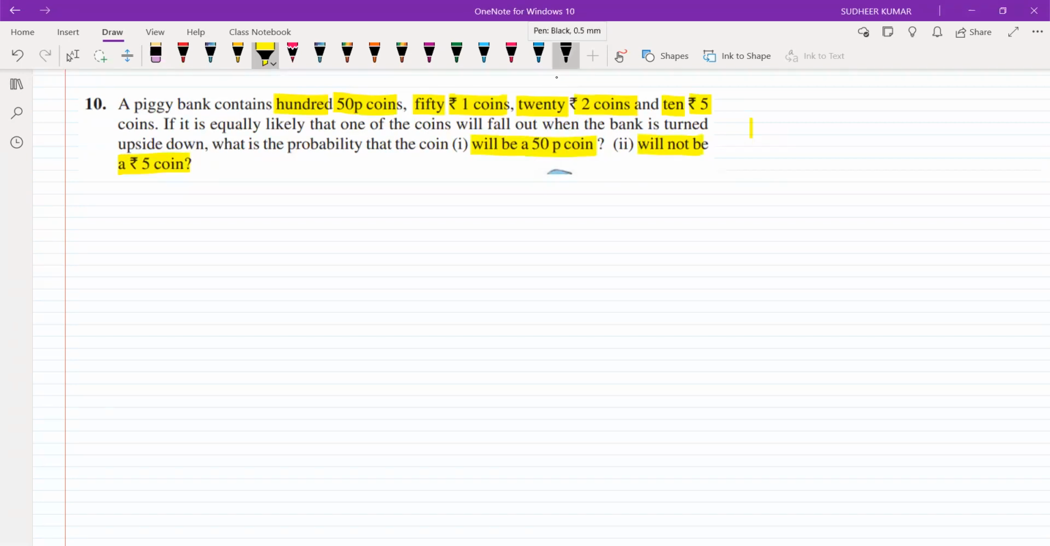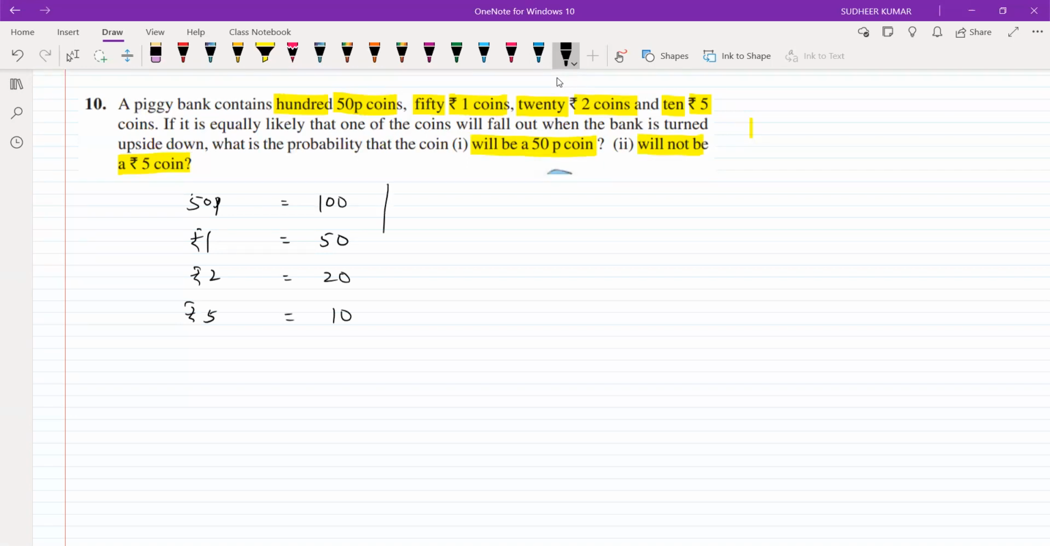So first let us see this. How many 50 paise coins are there? 100. Write the statement clearly: number of 50 paise coins, 100. Number of 1 rupee coins, 50. Number of 2 rupee coins, 20. And number of 5 rupee coins, 10.